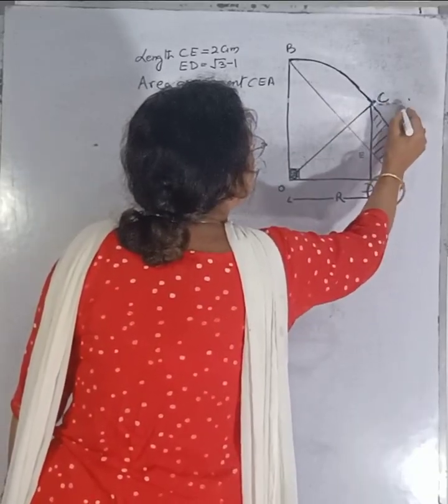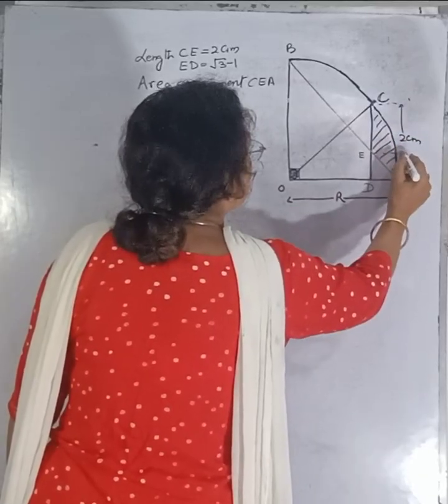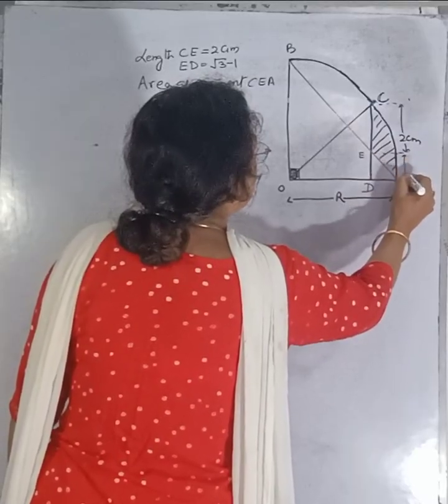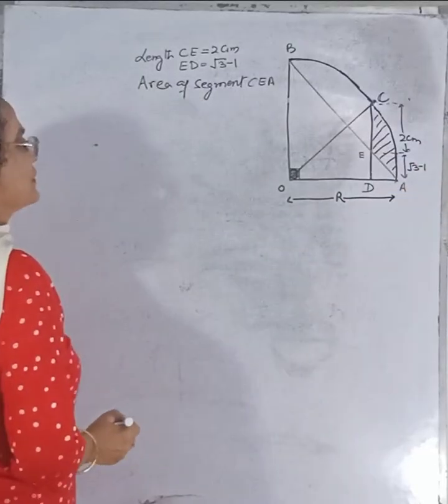This up to this, this is 2. And this portion ED is equal to root 3 minus 1. This is only given to us.